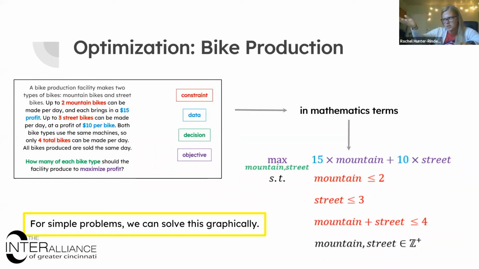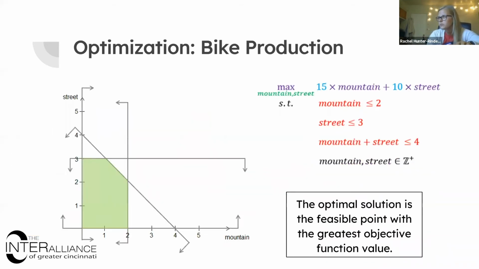So this is a simple problem, so we can solve it graphically, and I'm going to walk you through that just so you can see what's going on here. What I've graphed here in green is called the feasible region. The feasible region is where all of the constraints that we've set out overlap. It's where all of these are true.